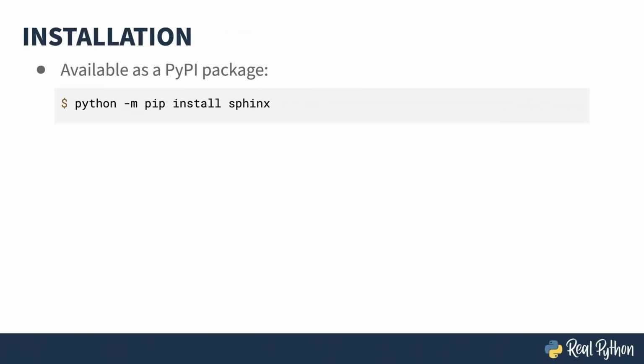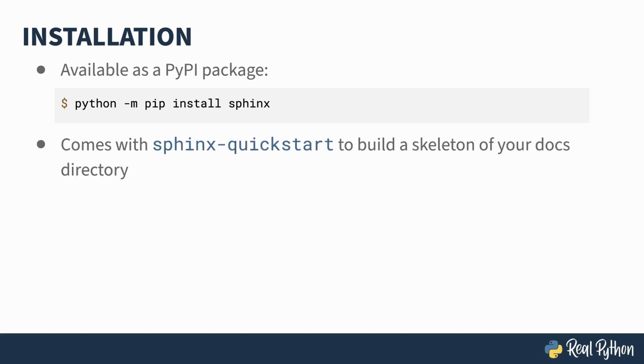Sphinx is available as a PyPI package, and you install it using the usual pip command. I believe this is the part in the script where I always recommend virtual environments for your projects. There, you've been recommended. Once you've got the package installed, you will find the sphinx-quickstart command available on your path. This command creates the structure needed for your documentation directory. Let's go see how this works in practice.